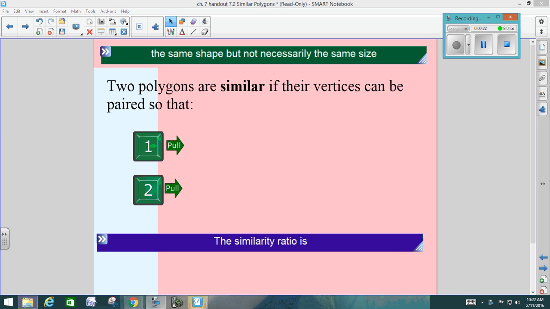So like a big rectangle and a little rectangle. Those would be similar. Same shape, different size. Big square and a little square. We already did that. Well, actually, we didn't really do dilations, but we're skipping past that one now. A big heart and a little heart. Those are similar.